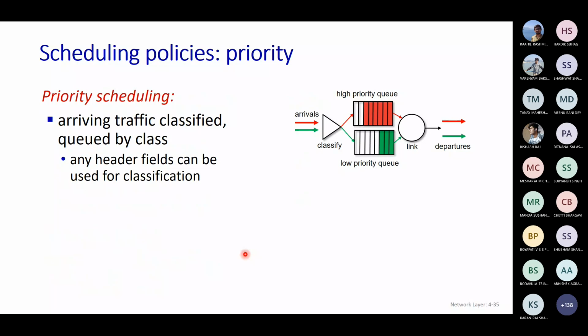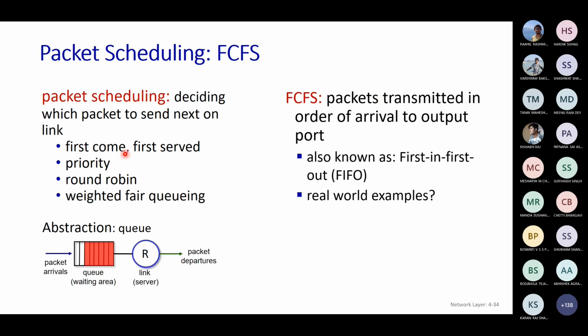Now, this is the priority scheduling policy. This is an abstraction; let us see how it works out. We had seen the buffers, right? Look at this abstraction. We had only one queue here. Packets were arriving here, and then this was the server, that is the corresponding link layer protocol, and then packets depart from the system.